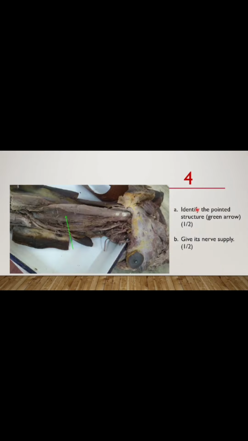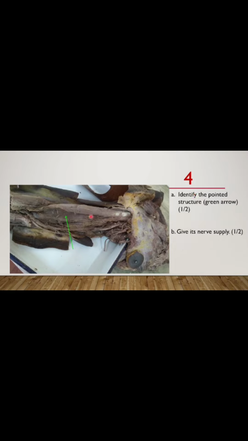The fourth question is: identify the pointed structure with green arrow, and the next sub-question is give its nerve supply. So the pointed structure is the brachialis muscle, and now what is the origin of brachialis muscle? It is arising from the lower half of the anteromedial and anterolateral surface of the shaft of humerus, and it gets inserted into the anterior surface of the coronoid process of ulna. So what is its nerve supply?